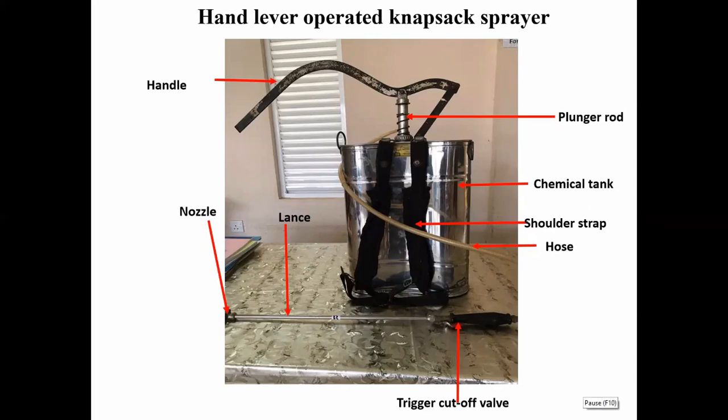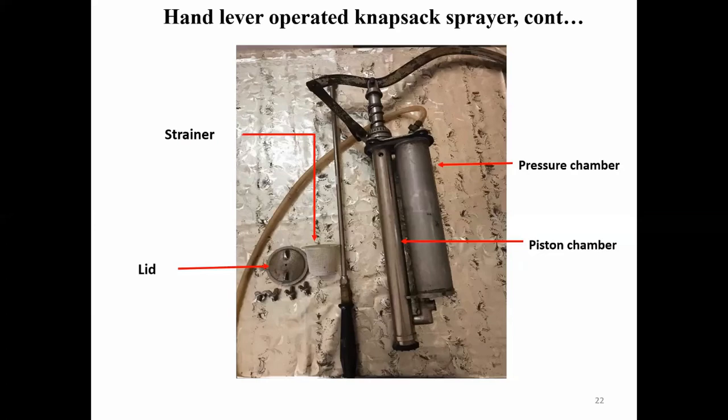Okay, draw this also. It has two chambers. One is pressure chamber and the other one is piston chamber. These are lid. This one strainer. Strainer is normally used to filter the chemicals or liquid poured into the chemical tank from any dust particles.